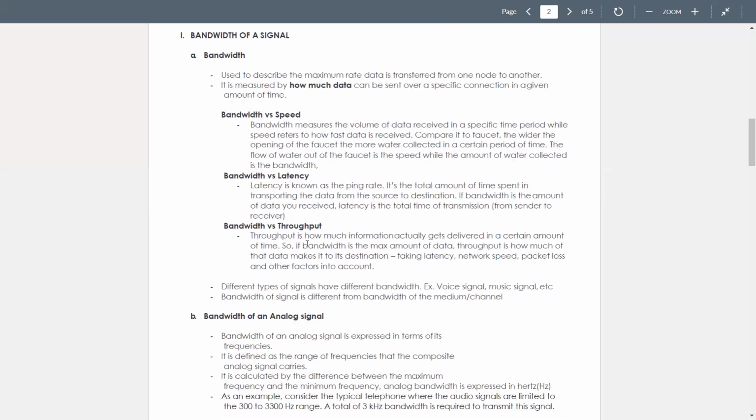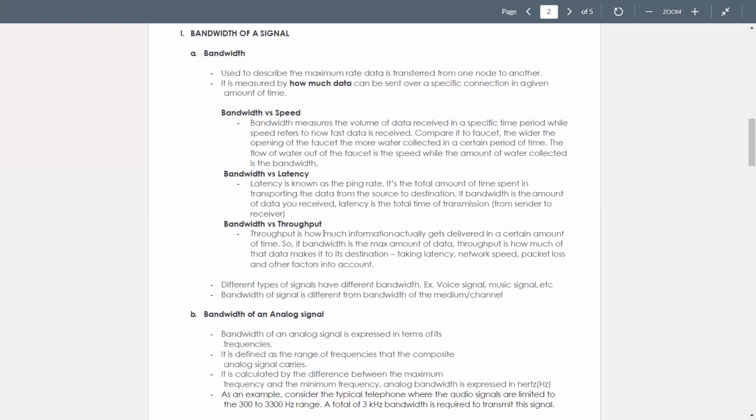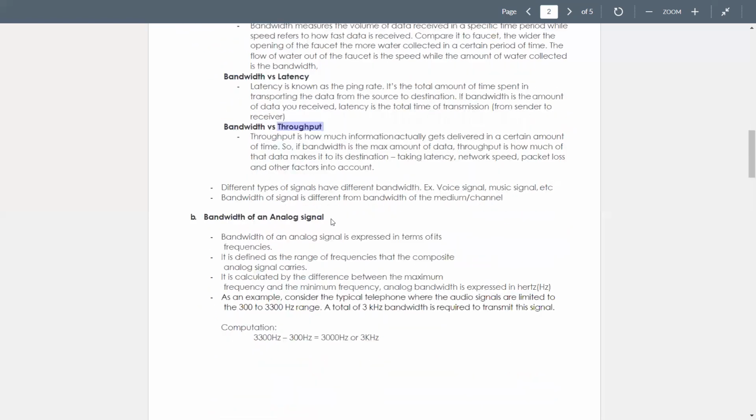And then we have the last one, the throughput. What is throughput? How much information actually gets delivered? So it's more on accuracy. That's the difference: how fast, then the exact time spent in transmitting the data, and then how accurately the data is transmitted.